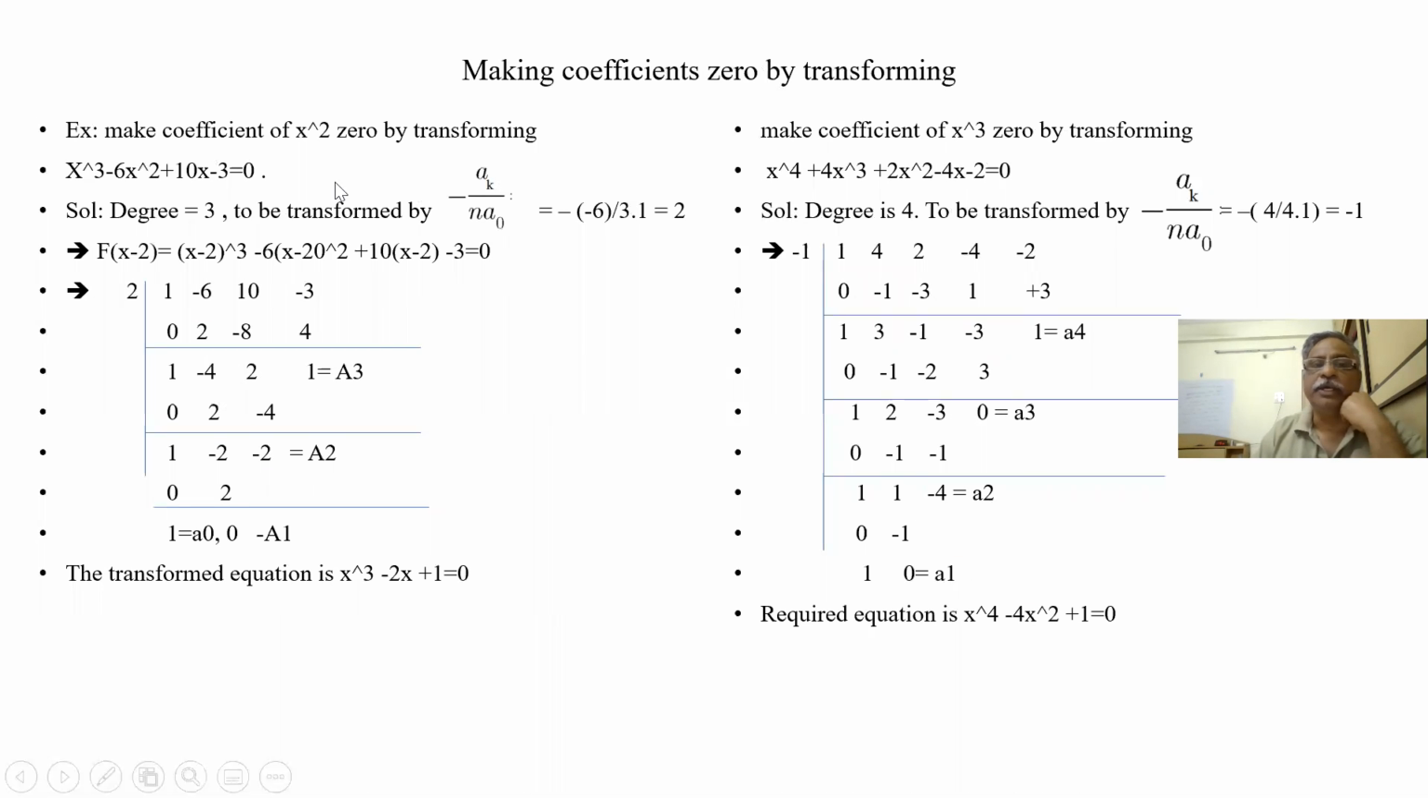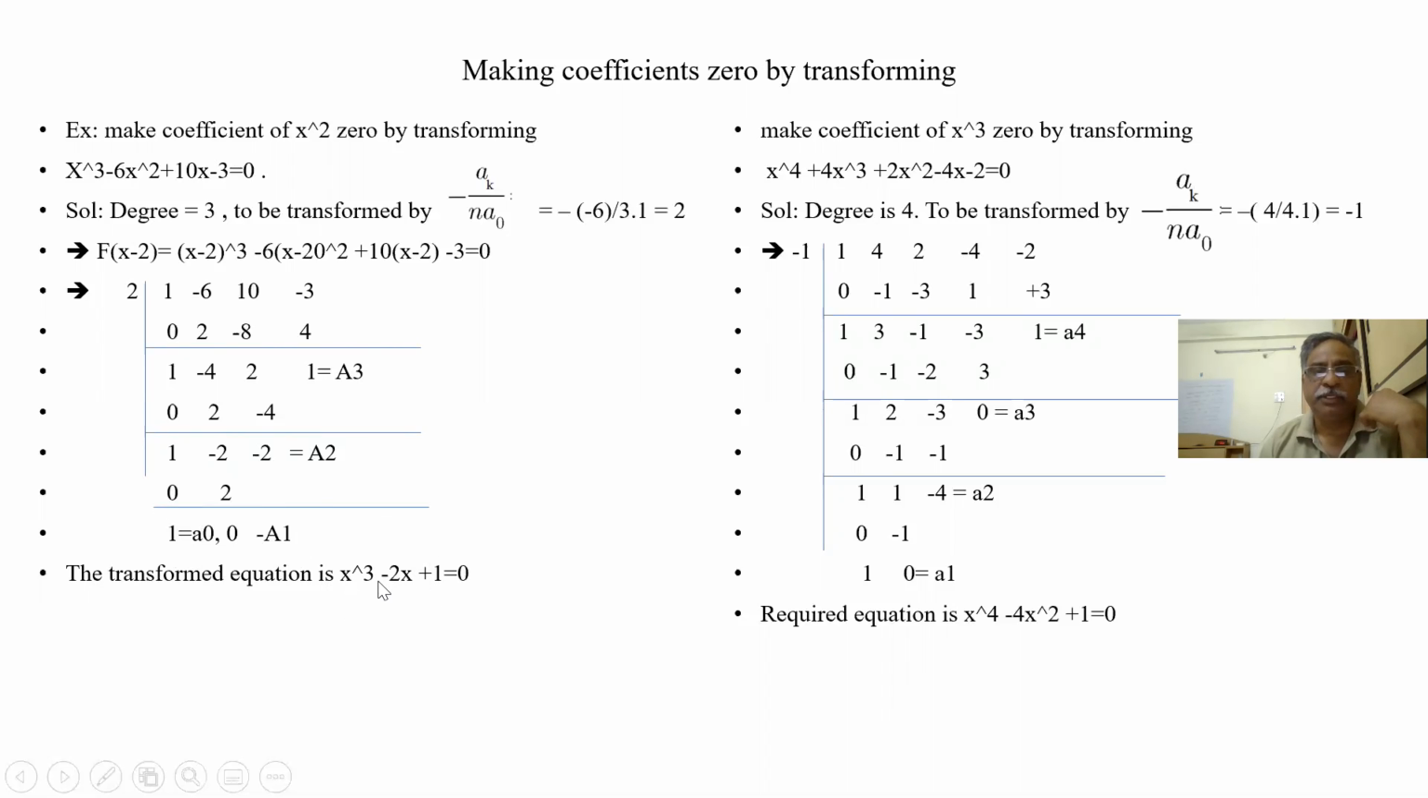We see the same thing here. Make the coefficient of x square 0. So I have taken minus already here. Minus ak by n a0. That is 2. So I have to divide by 2. So when divided by 2, I am getting a0 is 1, a1 as 0, a2 as -2, a3 as 1. So the equation is x cubed minus 2x plus 1 is equal to 0. So this is the equation.